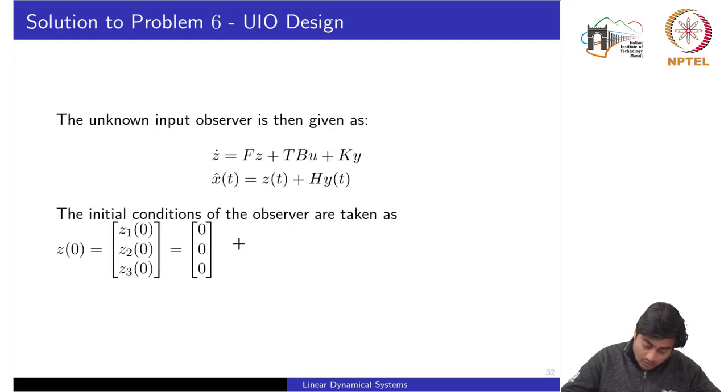Now putting all those matrices into the observer, F should be a stable matrix, T we have already computed, B is the input matrix, and K is the output injection term, and x hat equals z(t) plus H y(t). Again here we are taking the initial conditions of the observer at 0, 0, 0. The state of the observer is basically z, and the output of the observer is x hat.